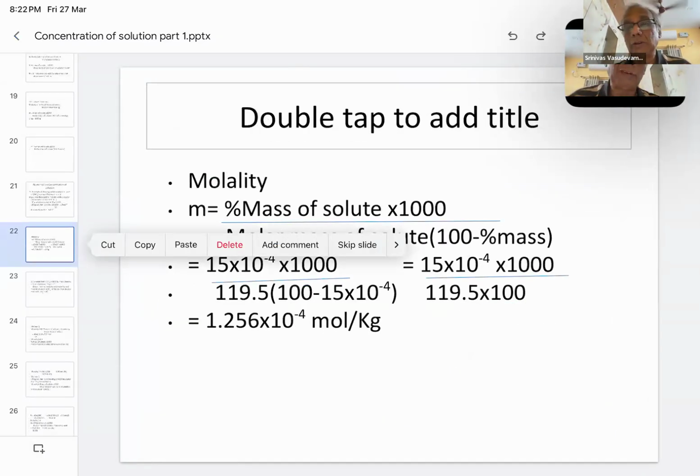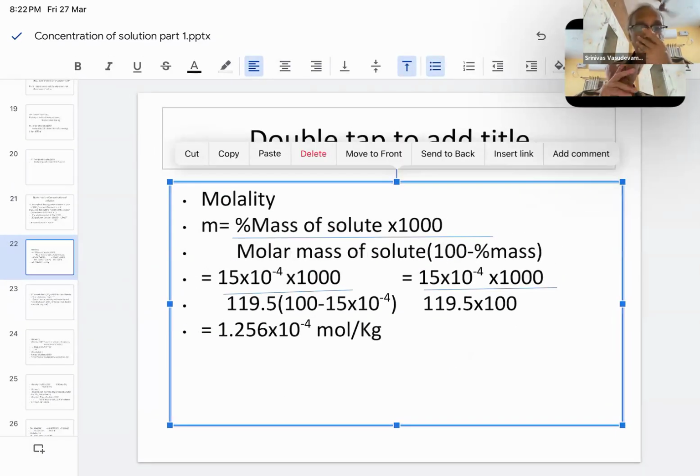Earlier we used the formula using the mass percentage. Molality is equal to percentage mass of solute divided by molecular mass of solute into 1000 by 100 minus percentage mass. I can use this because I know the mass percentage. So percentage mass is 15 into 10 power minus 4, divided by 119.5, the molecular mass, into 1000 divided by 100 minus 15 into 10 power minus 4.